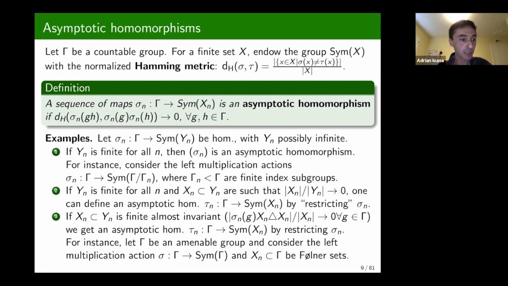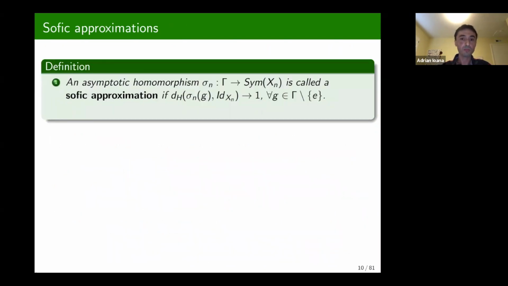So let me go ahead and talk a little bit about sofic approximations. So what are sofic approximations? These are specific kinds of asymptotic homomorphisms that are almost free. So if I take an element g in gamma which is not the identity, I want the Hamming distance between sigma n of g and the identity to go to 1. This means that the proportion of fixed points of sigma n of g goes to 0 as n goes to infinity. So sigma n of g, or g if you want, acts more and more freely on the set Xn.